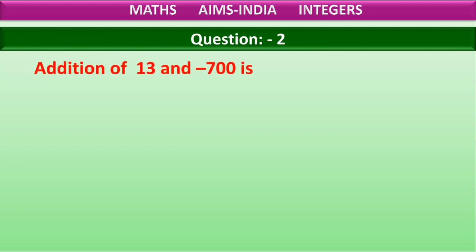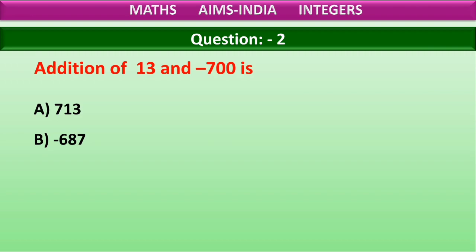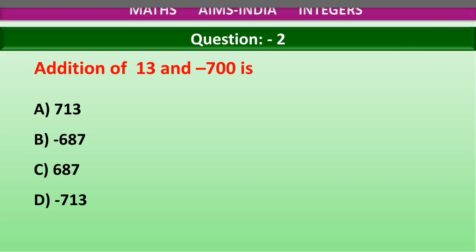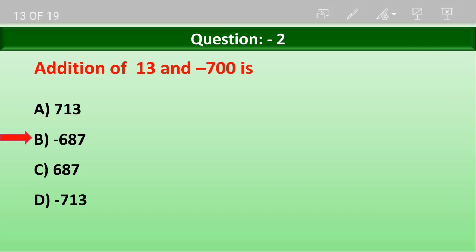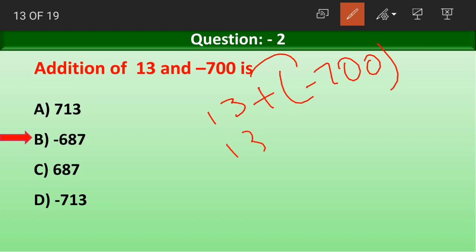Question number 2. Addition of 13 and minus 700 is? Option A 713, option B minus 687, option C 687, option D minus 713. Now which is the correct answer here? Yes, the correct answer is B, minus 687. How? 13 plus of minus 700, plus into minus becomes minus.